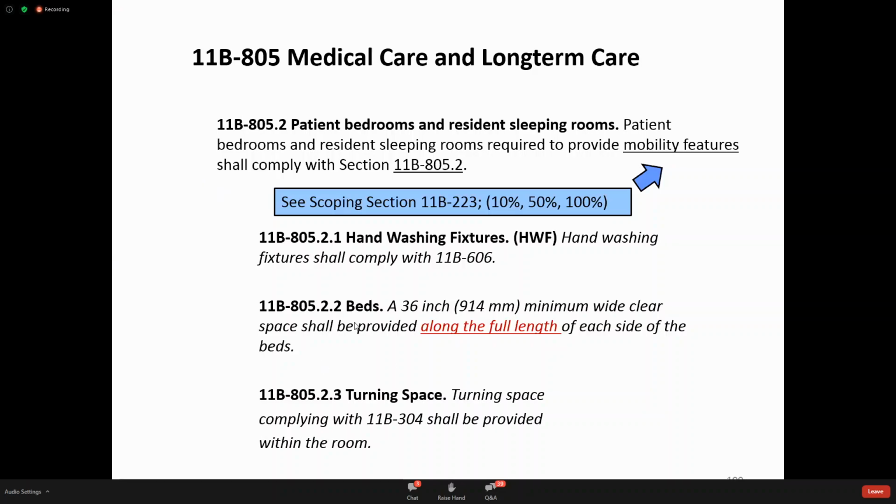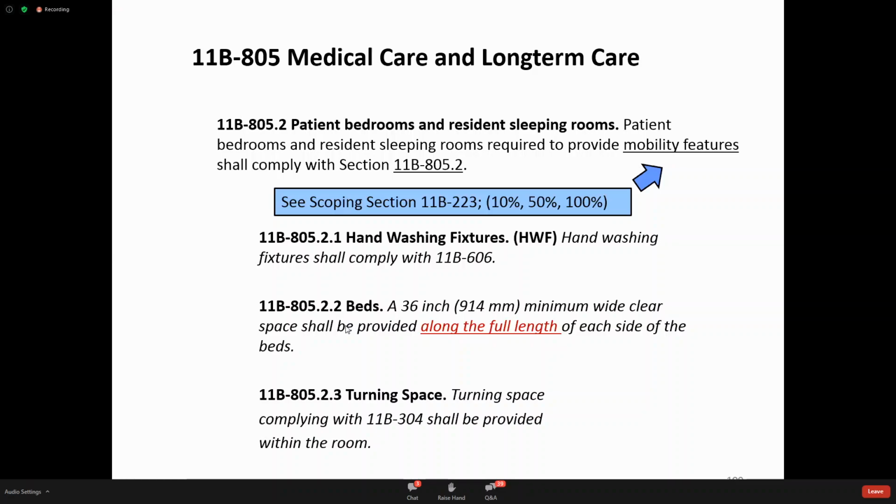Now the hand washing fixtures shall be accessible. Pretty much that's it. There are no exceptions. That's whether it is the 10% of rooms that are accessible or the 90% that are being designated as non-mobility. All of them have to have hand washing fixtures that are accessible, that meet the requirements of 11B 606.